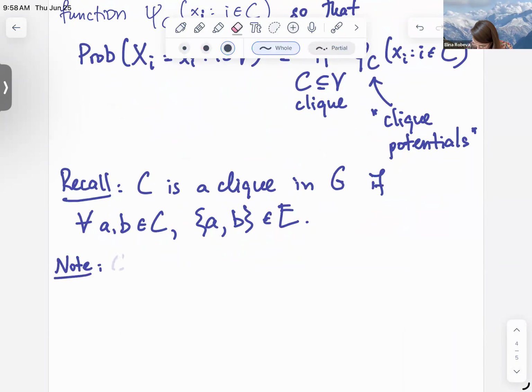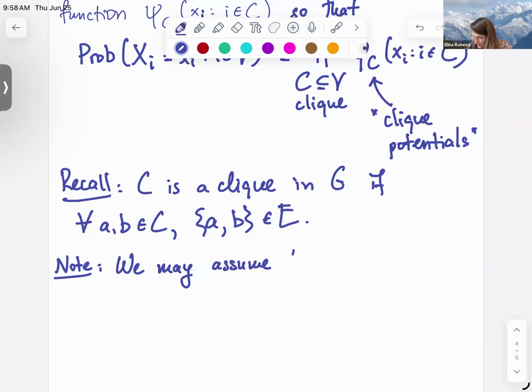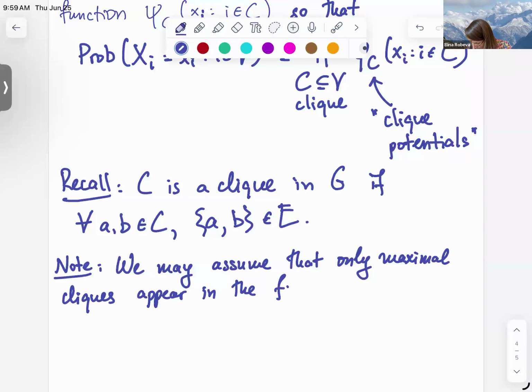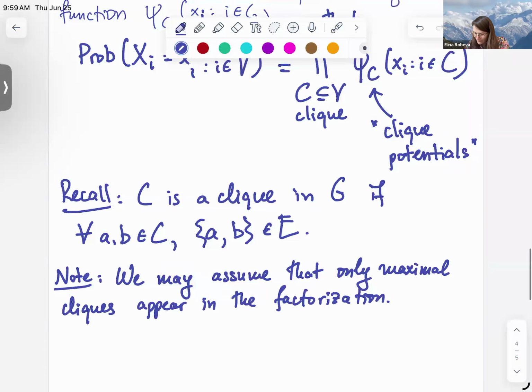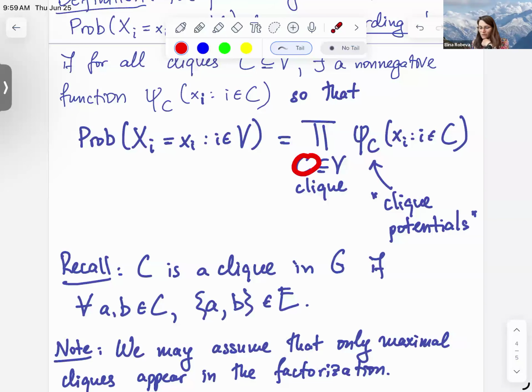we may assume that only maximal cliques appear in the factorization. And why is that? Well, what is a maximal clique? It's a maximal fully connected set.